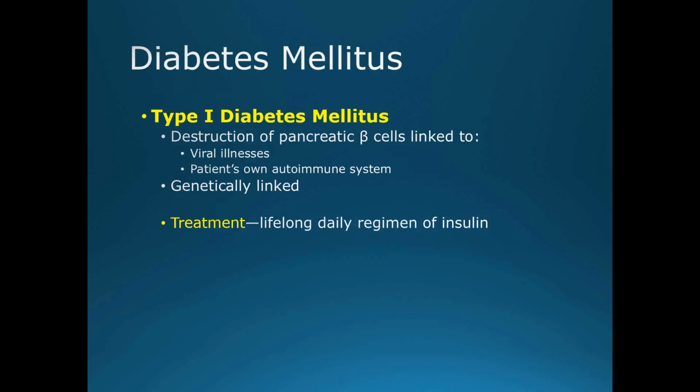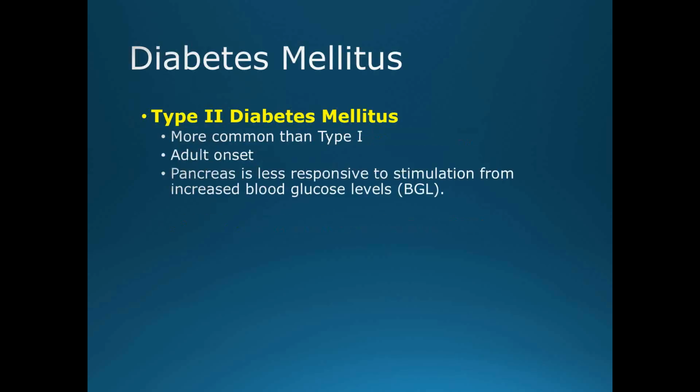Type 1 diabetes is almost always diagnosed, not always, but more frequently probably diagnosed in childhood. And so children ages 3, 4, 5, 6, 7 may be diagnosed with this. Treatment is lifelong daily insulin injections.